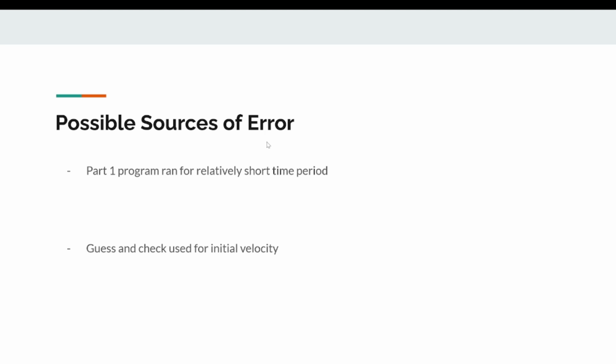So some sources of error that happened were that we saw part 1's program ran for a relatively short time period, and so the exact mass of the black hole was most likely not completely accurate. And guess and check was also used to find the initial velocity of the ship.